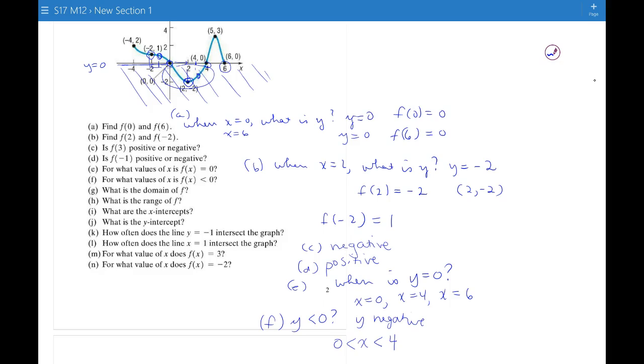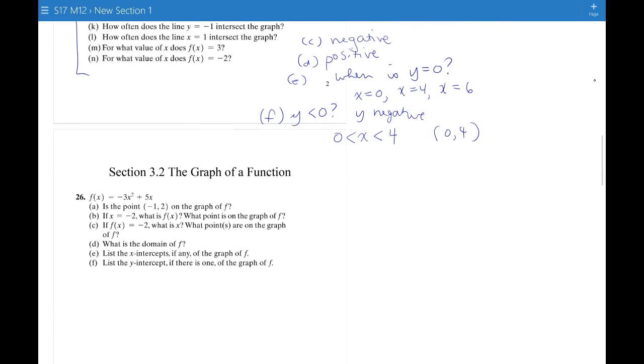gets to 4. So you can either write it as this inequality for the values of x between 0 and 4, or you can write it as interval notation, but this is not the point (0, 4). This is the interval on the x number line from x is 0 to x is 4. Okay, and then let's do g and on in class together.